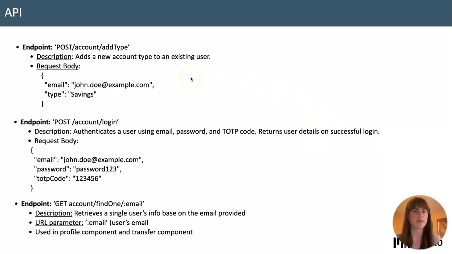We have the post route to add an account type. So if the user creates a checking account and then wants to add a savings account, they can add the savings account.